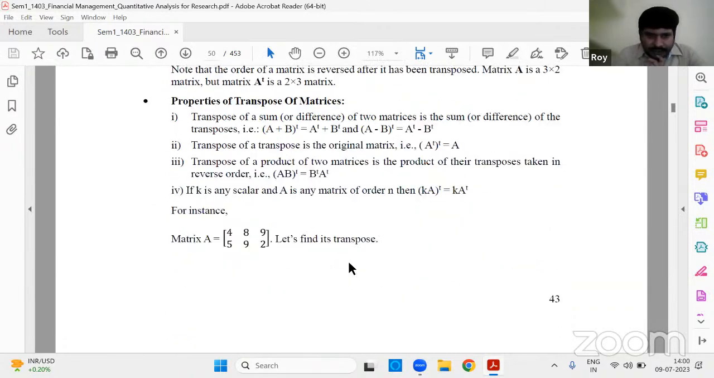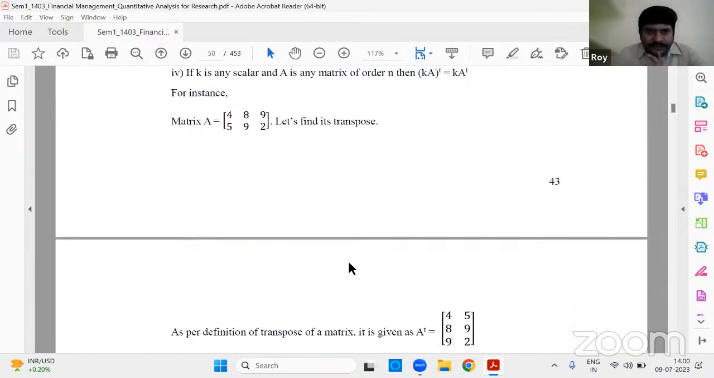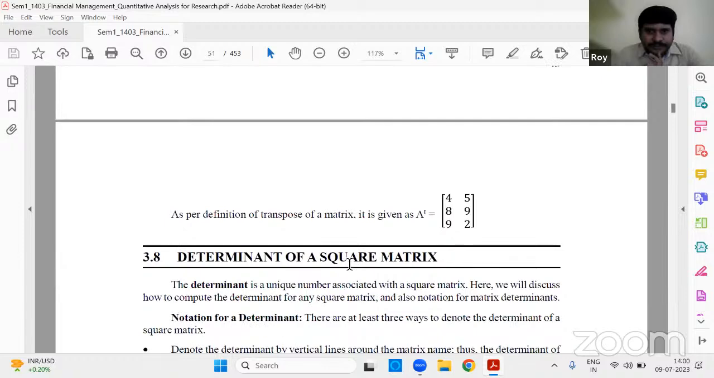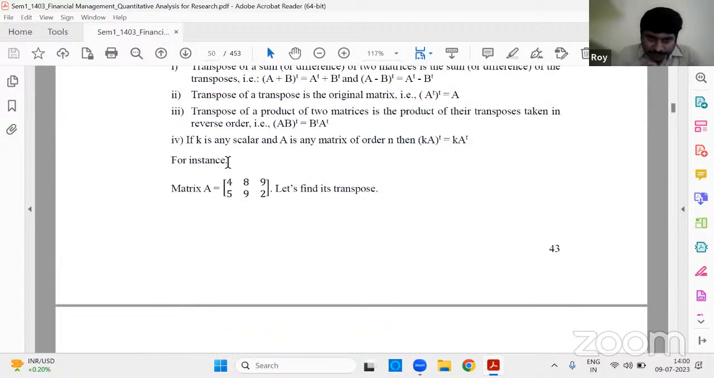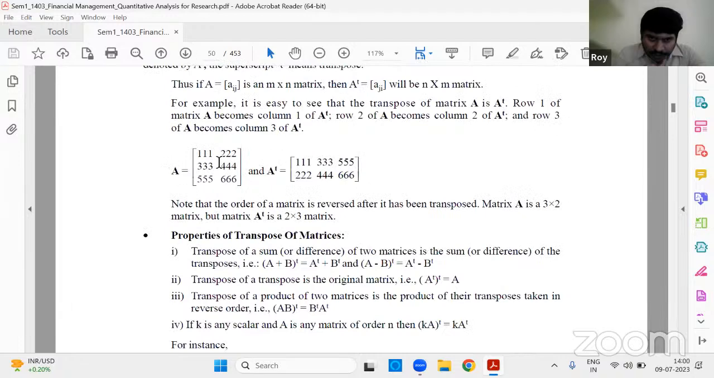If you understand column to row, or write it like row to column, anything is fine. Say this is row 111, 222. You write it as a column. A 2 by 3 matrix changes to a 3 by 2 matrix, right?